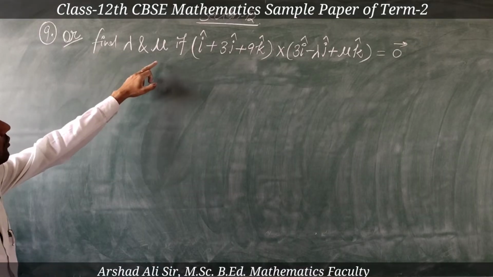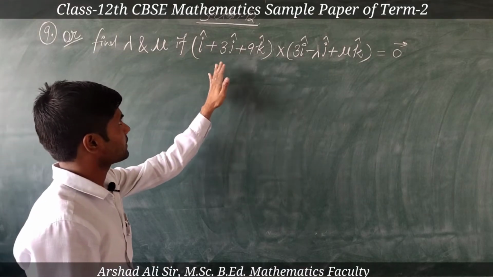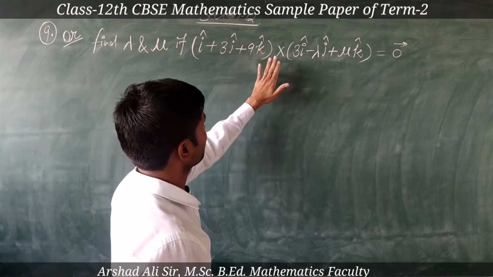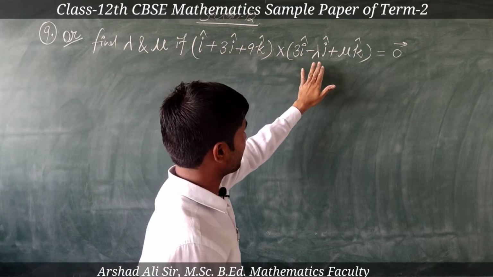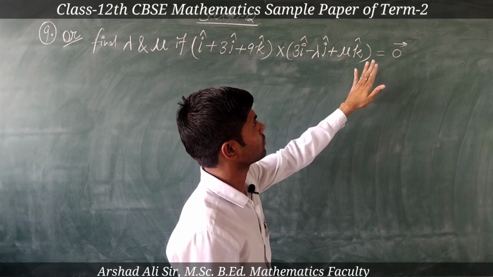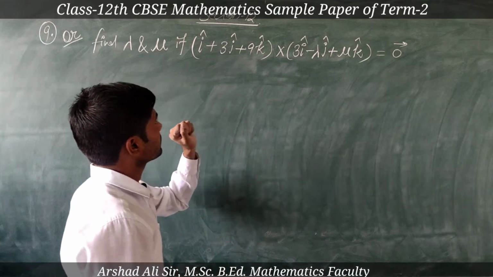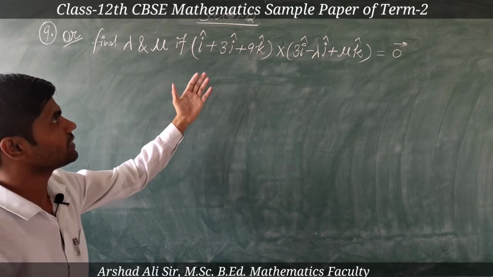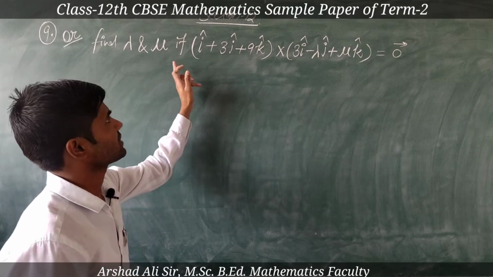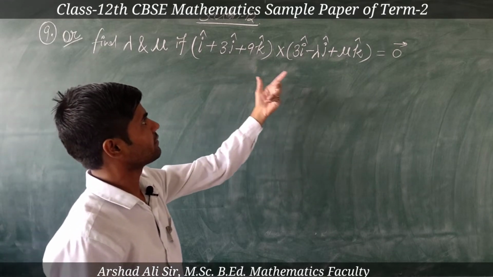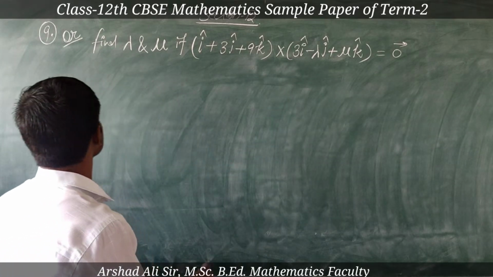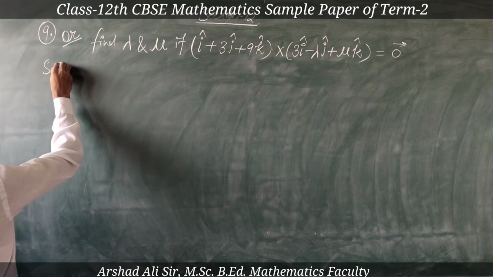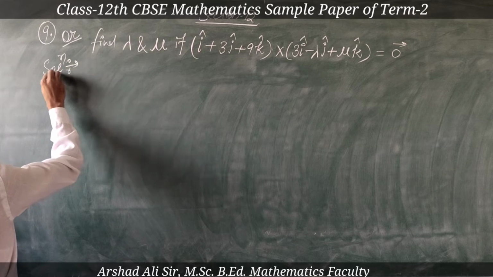Find lambda and mu if (i cap plus 3j cap plus 9k cap) cross (3i cap minus lambda j cap plus mu k cap) is equal to 0 vector. So dear student, in this question we will have to find the cross product of these two vectors. Suppose first vector is A vector and second vector is B vector. So we will solve this question with the help of determinant.